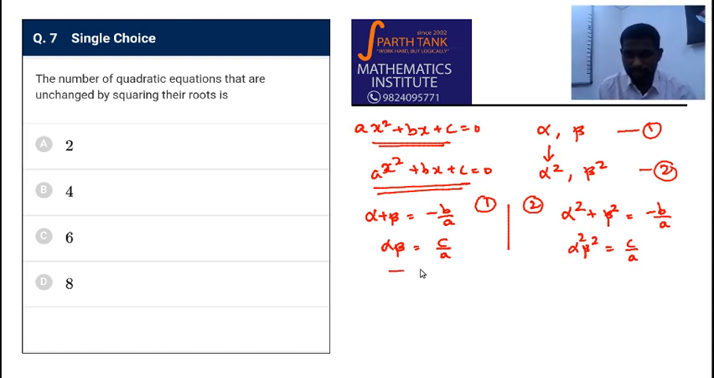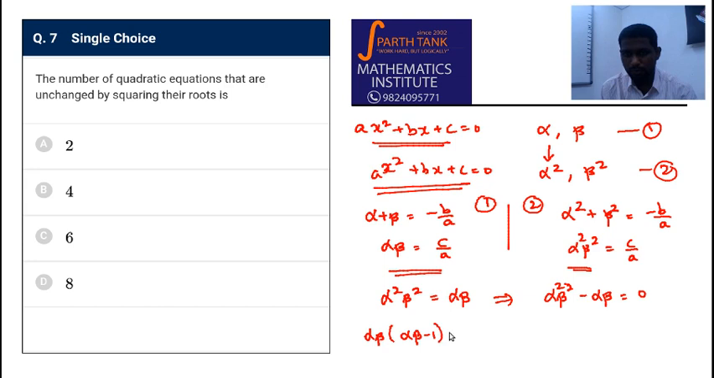First, notice these two, right? Therefore I have alpha squared beta squared is equal to alpha beta, which implies that alpha squared beta squared minus alpha beta is 0, or alpha beta into alpha beta minus 1 is 0. This implies that alpha beta is 0 or alpha beta is 1. So we will work on these two conditions now.